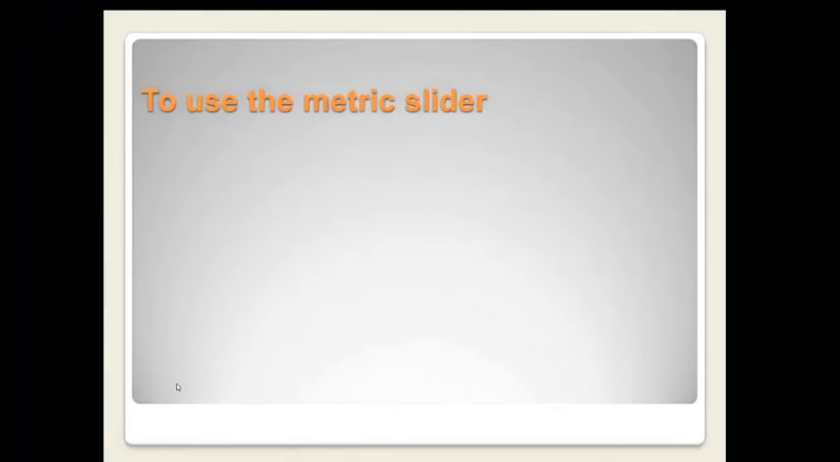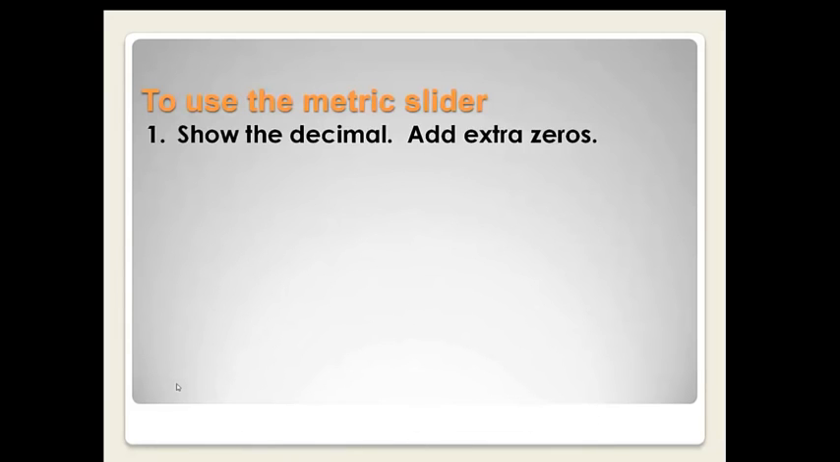So how do you use the metric slider? First of all, you're going to start with a number. You're always going to be given a number, like how many centimeters are in 127 millimeters. Sometimes the decimal is showing when you're given that information, and sometimes it's not. If it's not showing, you can go ahead and put a decimal to the right of the last number. It's there, it's invisible, but when you're using the metric slider, you need to make it visible.